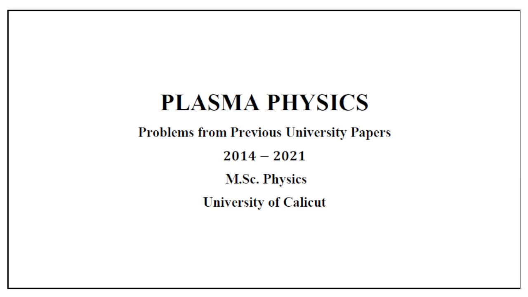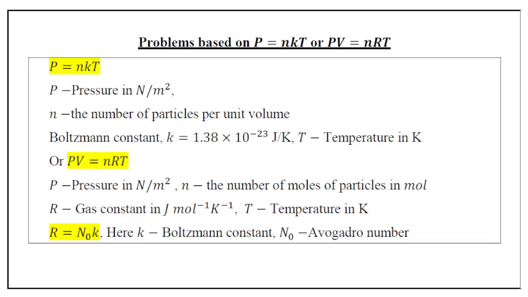Here we will discuss some of the numerical problems asked from plasma physics in M.Sc examinations. First section is problems based on P equal to NKT or PV equal to nRT. In P equal to NKT, P is the pressure in Pascal, N is the number density or number of particles per unit volume, K is the Boltzmann's constant, T is the temperature. In PV equal to nRT, P is the pressure, V is the volume, n is the number of moles.